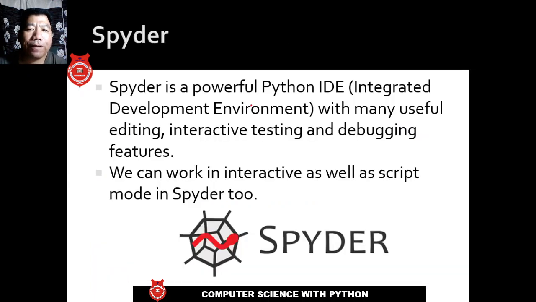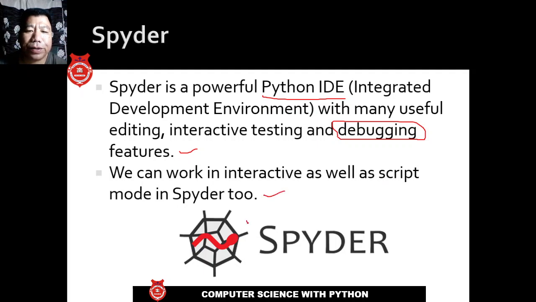And we have another tool which is known as Spyder. Spyder is a Python IDE, as I already told you, an integrated development environment with many useful editing, interactive testing, and debugging features. When you say debugging in any Python programming, it means finding out the error. Where the error lies, in which line the error is there. So finding out and correcting the error is known as debugging. You can work in interactive as well as script mode in Spyder too.